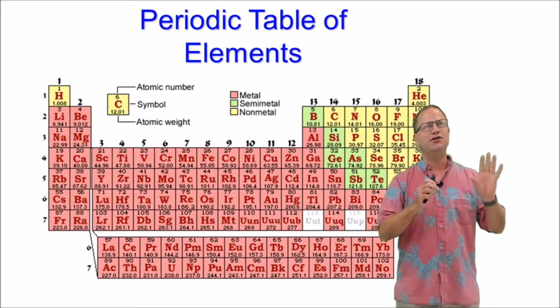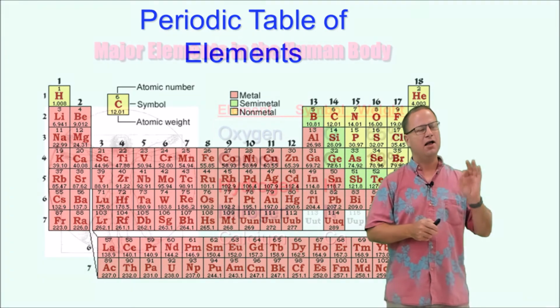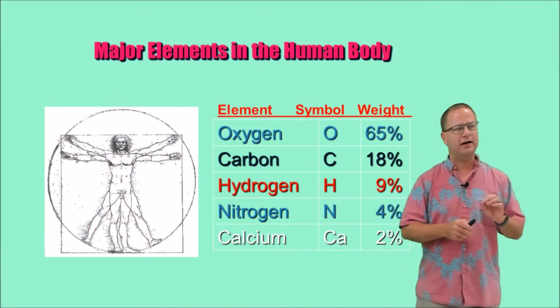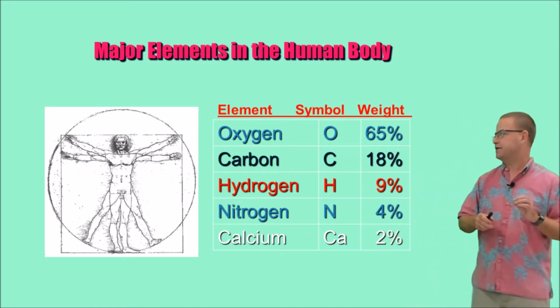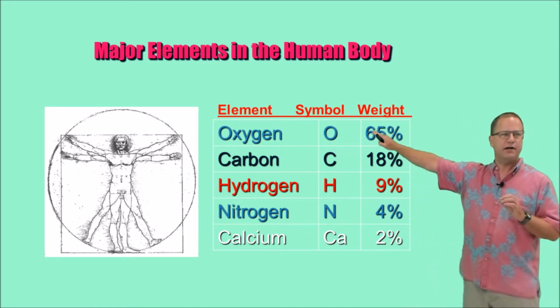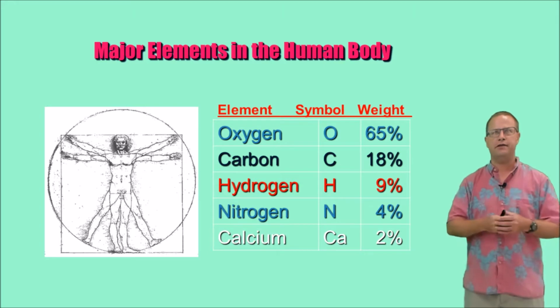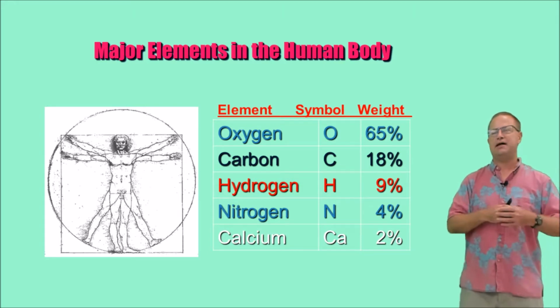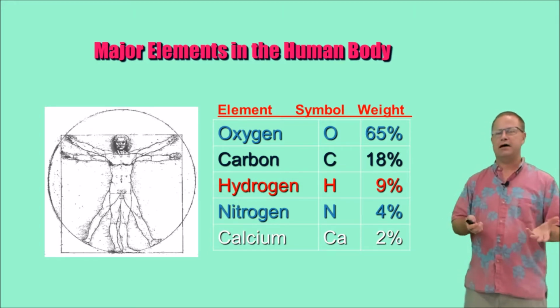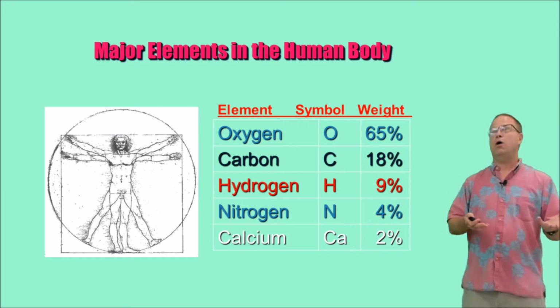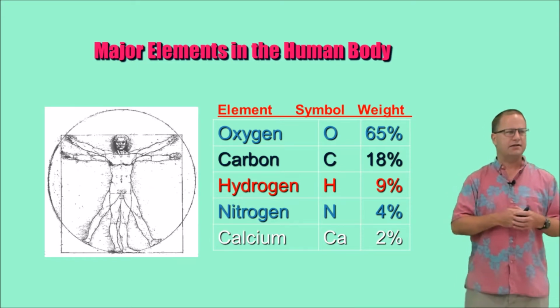Now, you don't need to know all 112 elements here, but you do need to know how to identify, let's say, these top 5 right here. Oxygen, which is abbreviated as O, is really important in the human body, right? It makes up about 65% of the human body by weight because it's in water, and the body is made up of lots and lots of water.